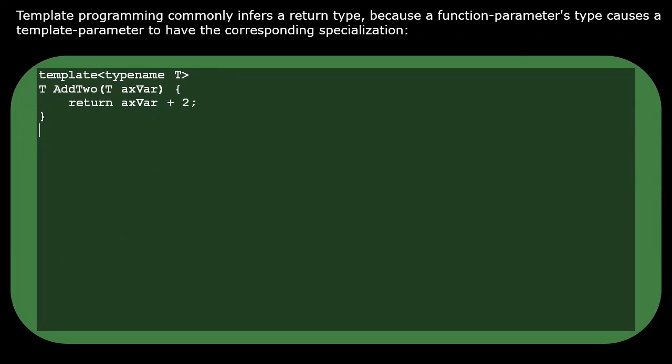This templated function has a generic return type. If you call addTo by passing an unsigned char, then template parameter T gets specialized to be unsigned char, and that is what the return type will be.